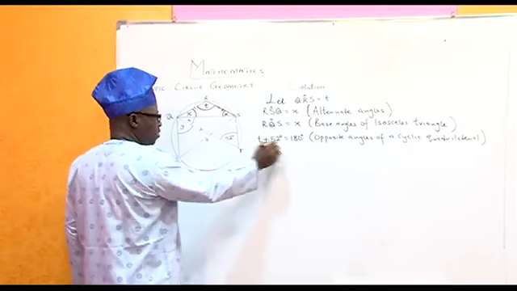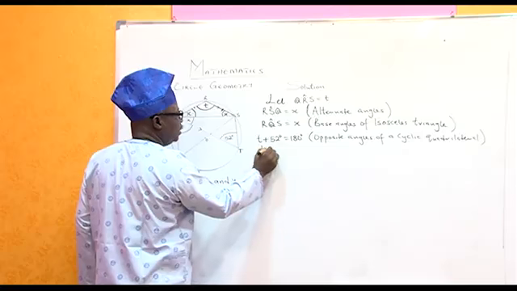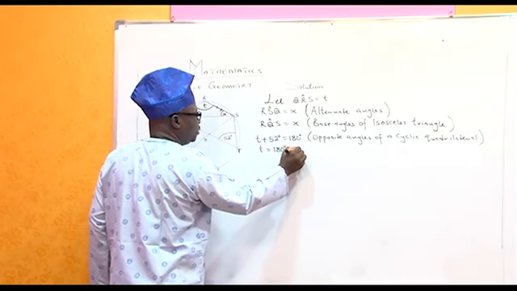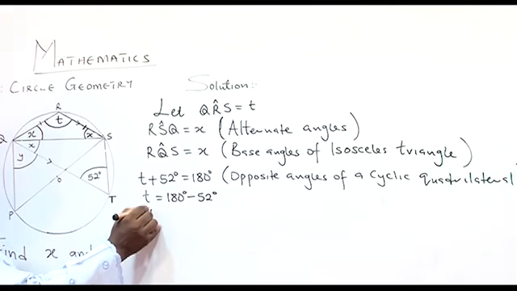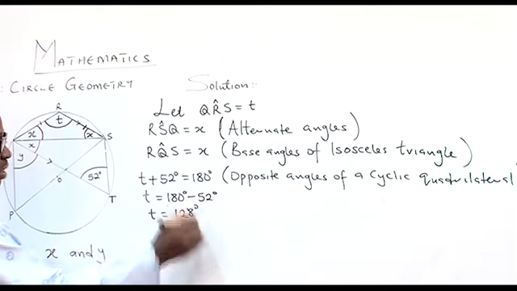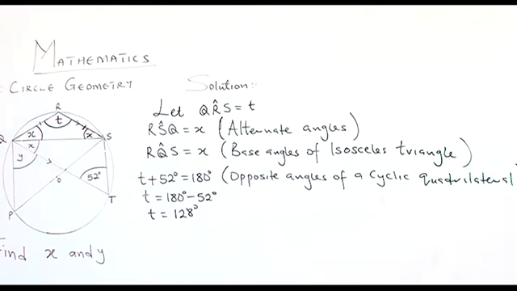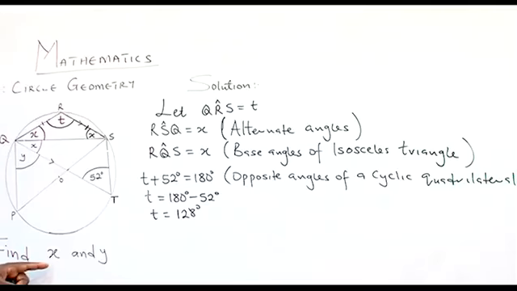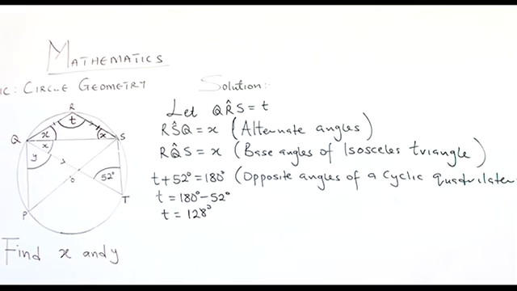So we can find the value of T from here. T is 180 degrees minus 52 degrees, and T is going to be 128 degrees. Now at this point we have gotten the value of T. Mind you, we are looking for X and Y.